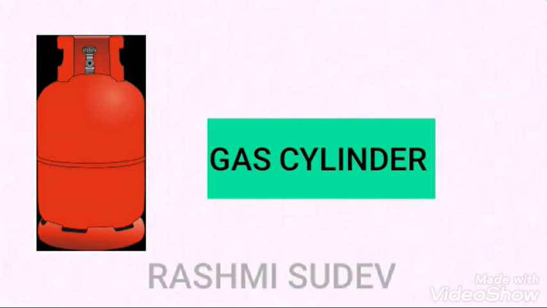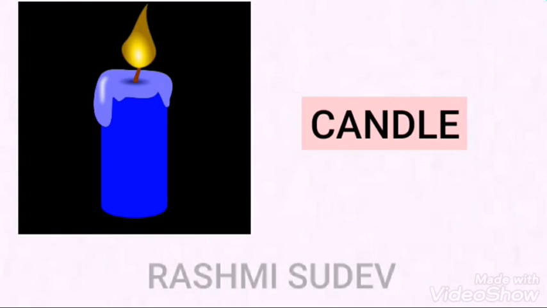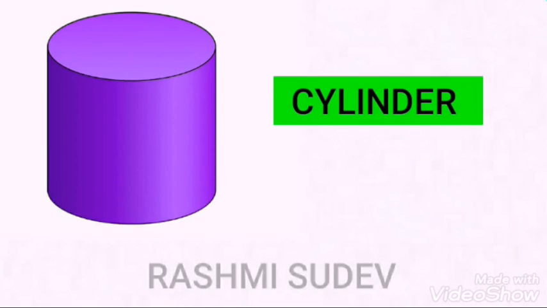Examples are gas cylinder, water tank, candle, battery. Students, I hope cylinder or circular prism is clear to you.